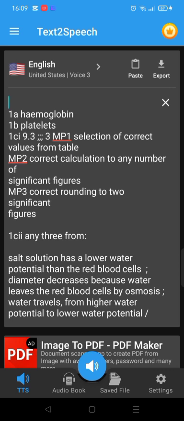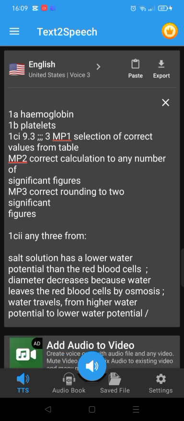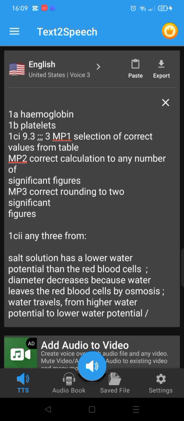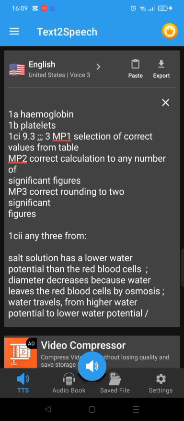3AII: idea that Benedict's solution changes color quicker, gives more intense color. 3B: A is microvilli. Function: allow movement of substances into the cell, increase surface area for absorption by diffusion or active transport, have proteins in the membrane for active transport.